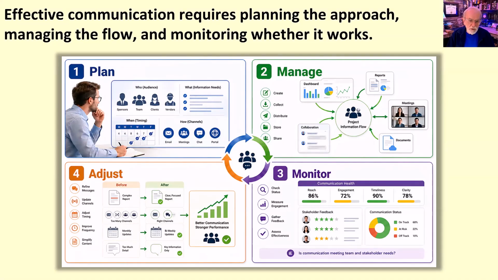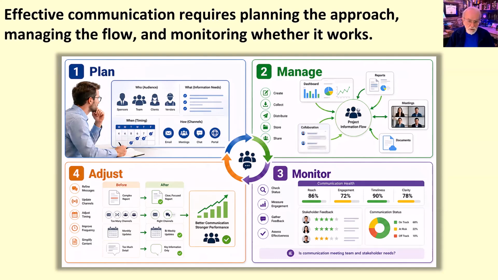Who needs updates? What decisions need to be supported? What level of detail is appropriate? Which communications methods make sense for each audience? Managing communication is the execution side of stakeholder communications. This is where reports, meetings, dashboards, emails, updates, records, and conversations actually happen. The goal is to make sure project information is available, understandable, and useful.